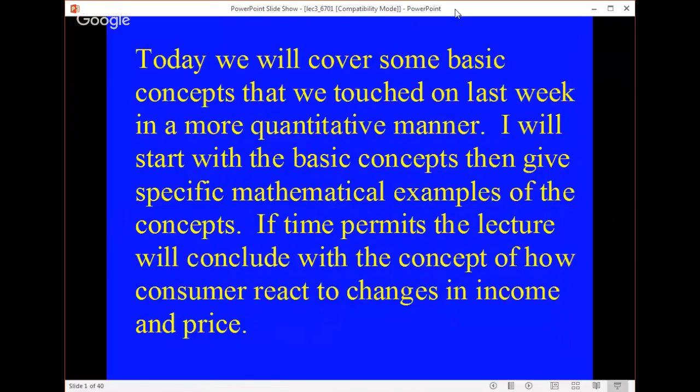Now, if you remember, Lagrangian is simply a way to optimize our objective function. In this case, our objective function is our utility function with a constraint.